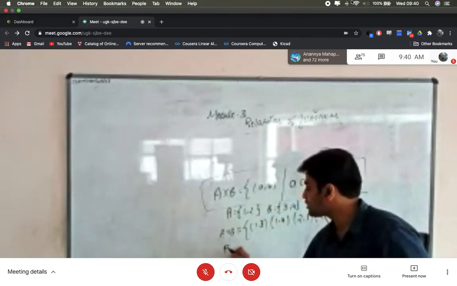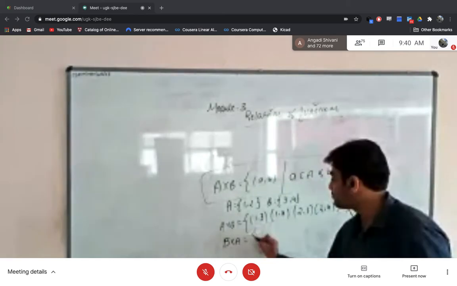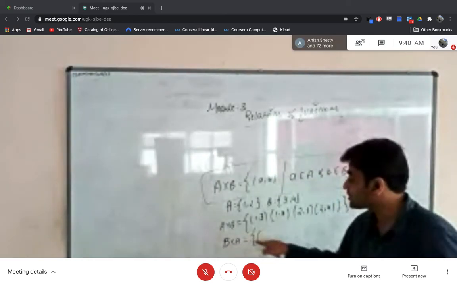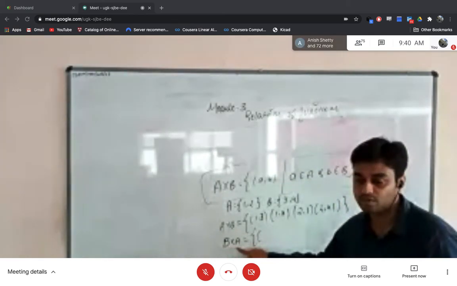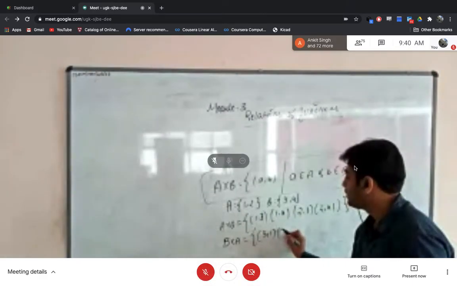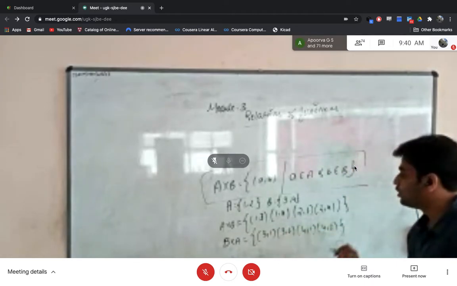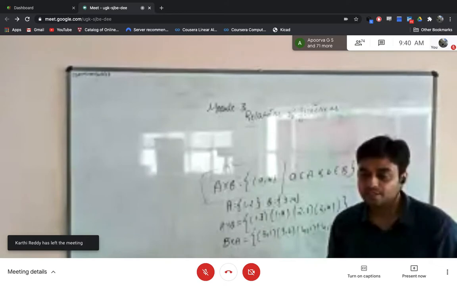Similarly, for the same example, instead of A cross B, if I have to find B cross A, which are all the elements? Here the first element should belong to the set B and the second element should belong to the set A. So based on this, it contains the elements 3 comma 1, 3 comma 2, 4 comma 1 and 4 comma 2. So now you got some idea, right?